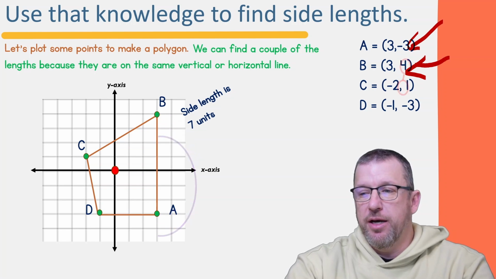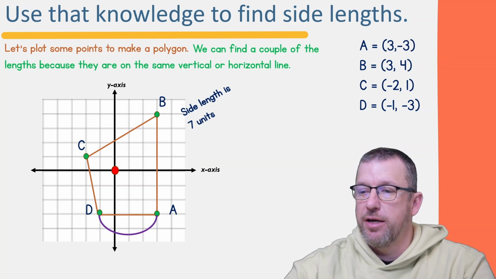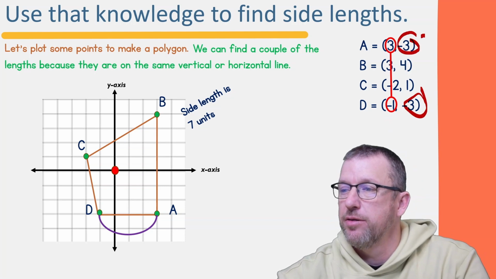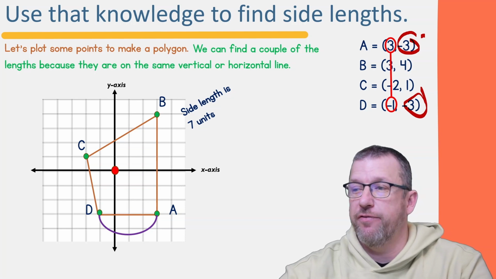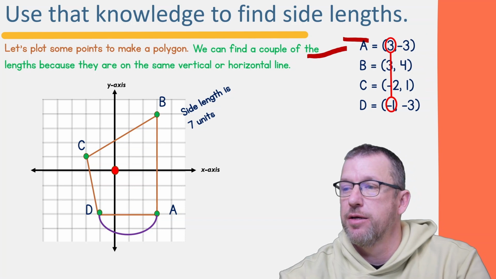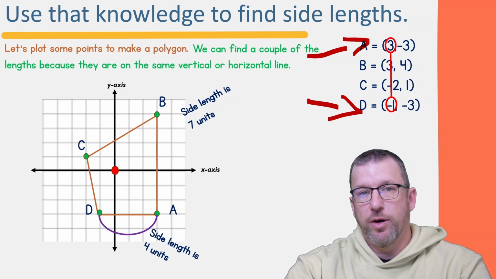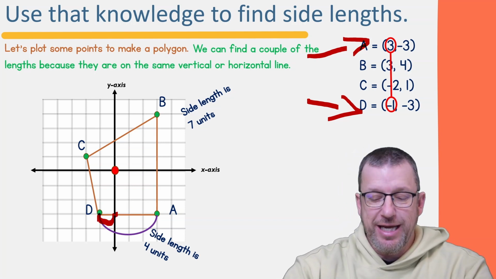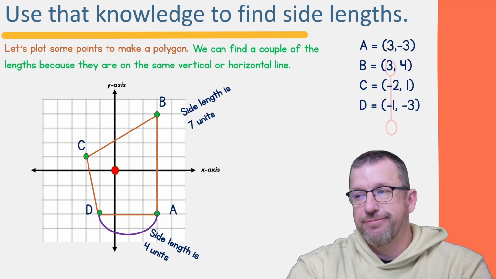And then we have this other situation where we have a horizontal line that we can look at: A and D. A and D share the y value. They're both at -3. So then we can look at the x value. We have a 3 and we have a -1. So 3 and 1. What does that equal? 4. And why am I skipping the negative? Again, the distance is 1. Even though it's at -1, the distance to get there is 1. So that tells us that length is 4 units.